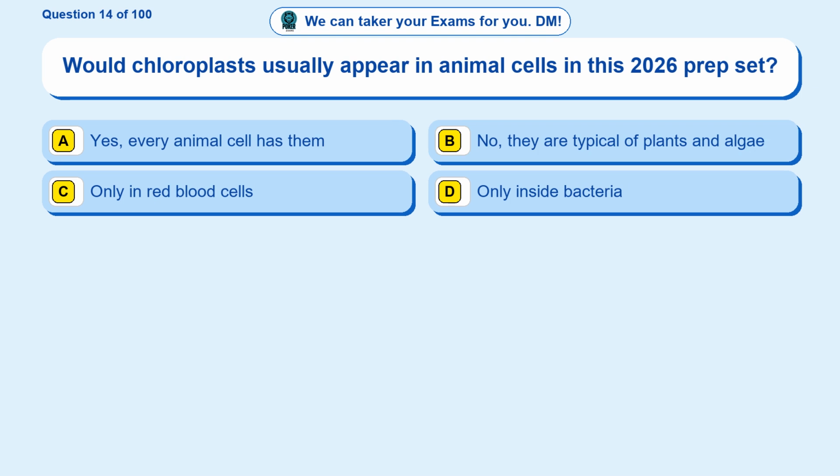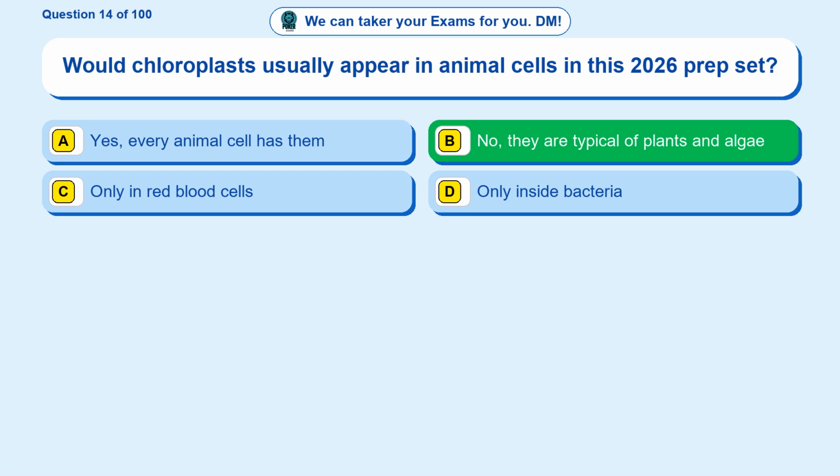Question 14. Would chloroplasts usually appear in animal cells in this 2026 prep set? Option A. Yes, every animal cell has them. Option B. No, they are typical of plants and algae. Option C. Only in red blood cells. Option D. Only inside bacteria.